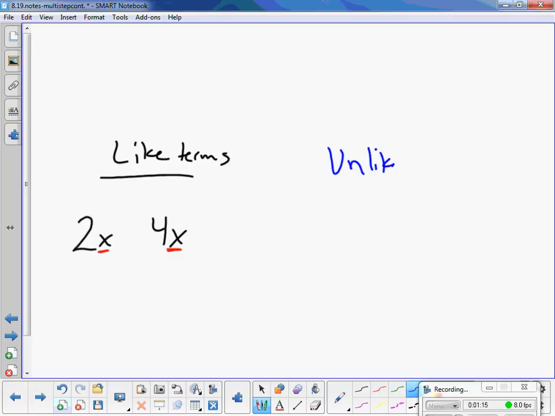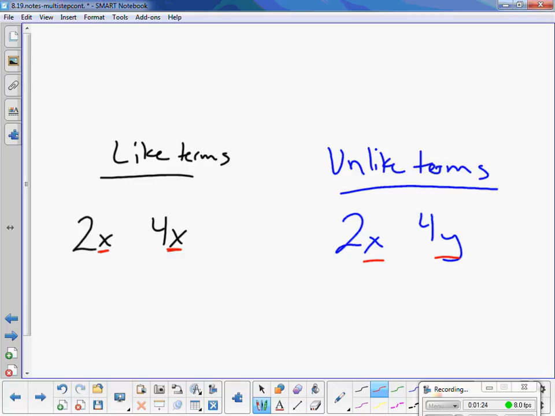Unlike terms, excuse my writing here, just trying to write quickly, would be something like 2x and 4y. Well, this is an x and this is a y, so they're not like terms. Now, I could have something like 3ab and negative 7ab. Notice they have exactly the same variables. I could have 3ab and negative 7ab squared, and they are now unlike. They are unlike because of that square.